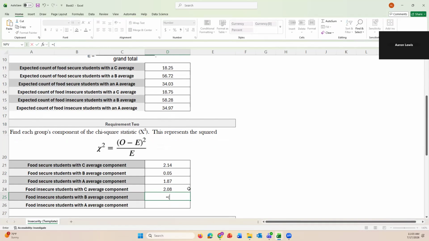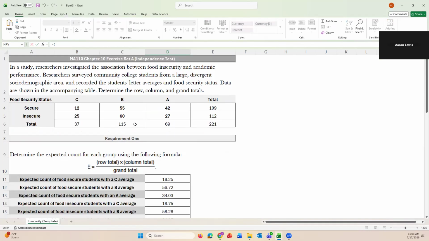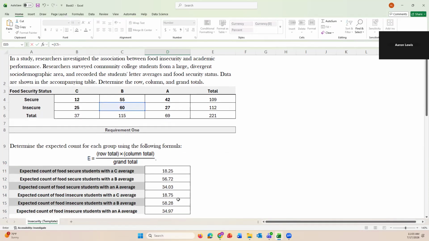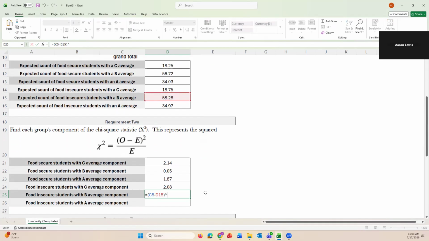For our next intersection of food insecure students with a B average, the observed amount, we had 60 students that were in that intersection, minus our expected count of 58.28. Close your parenthesis, square it, and divide by the expected amount. And you get 0.05 again.